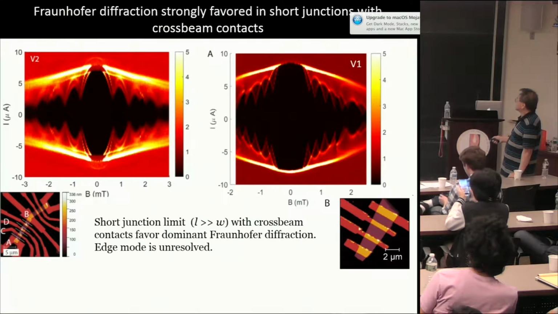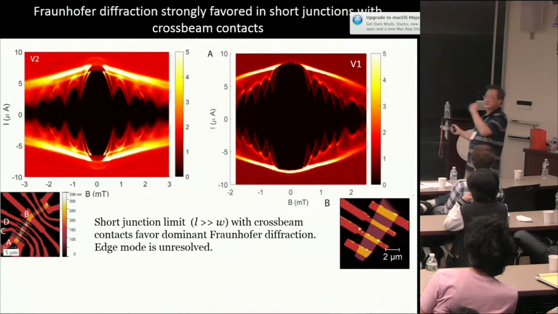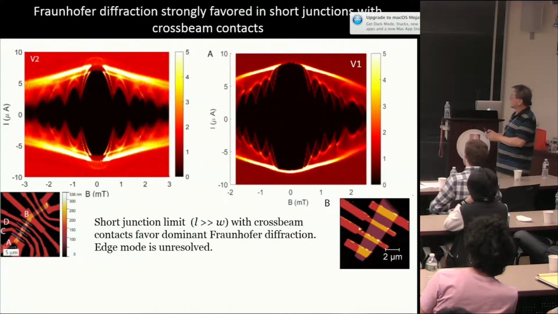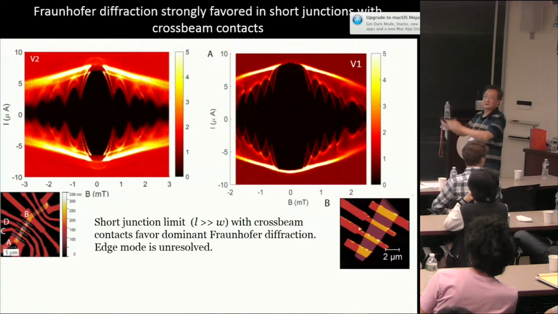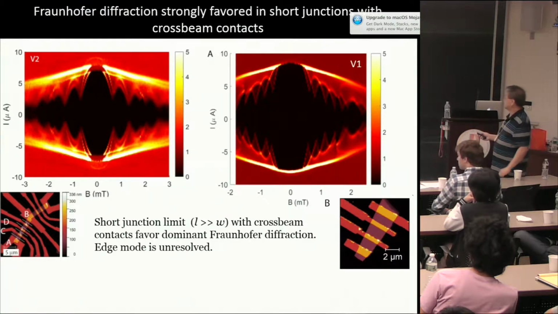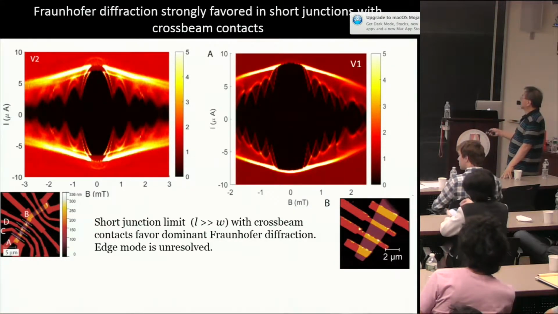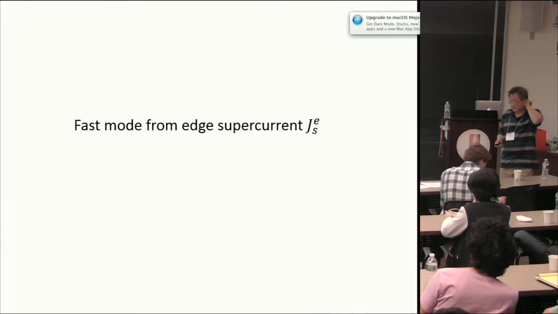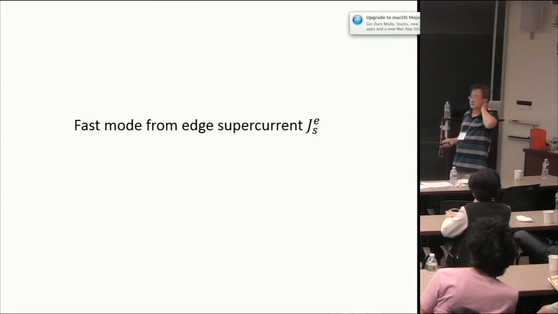Where was I? Right. Now it's so prominent that you barely resolve the fast mode, so this is the other limit. Clearly, since our interest is focused on the fast mode, we have now moved all our experiments towards the other limit. Okay, now I want to talk about why we believe this is coming from an edge supercurrent.